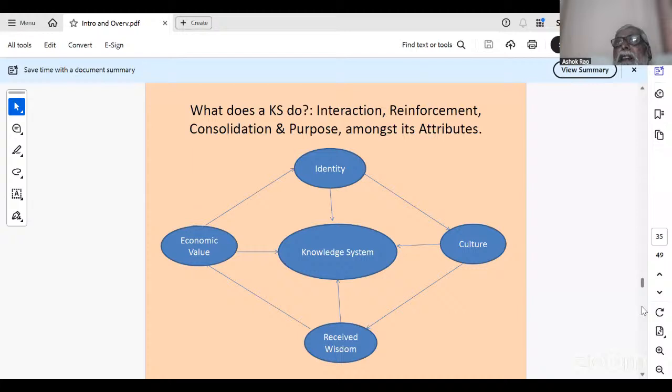So what do knowledge systems do? Knowledge systems give you cultural strength. They share wisdom collectively over years, both oral and written. They have an economic value, where there are so many things. That's why we have so many festivals, because people who grow flowers, people who grow plantain leaf, people who prepare small things, everybody should have economic value. Only then everybody survives. And this provides an identity. So the knowledge system is composed of identity, culture, received wisdom, and economic value.